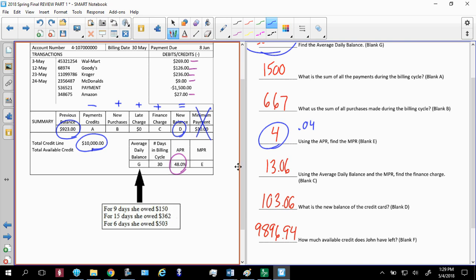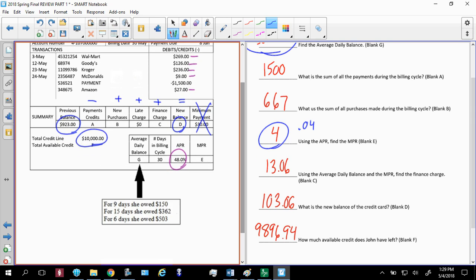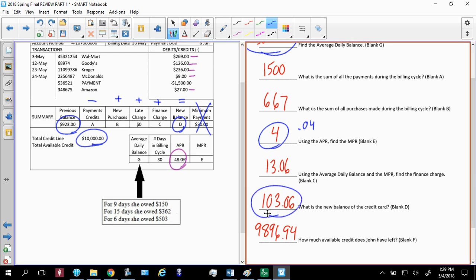I can't remember the person's name. Sarah. Sarah can put $10,000 on her credit card if she wants to. She already has $103.06 that's on the credit card. So how much more can she spend? Well, just find the difference between 103 and 10,000. That's it.